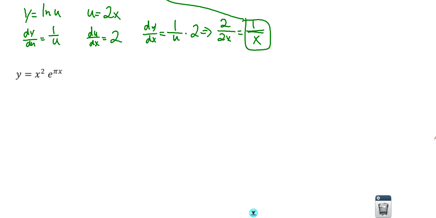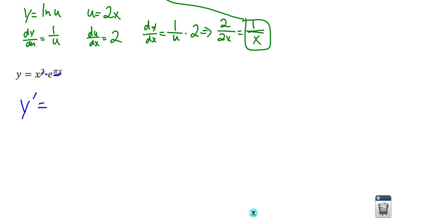And then our last problem, okay? Again, we're taking the derivative. So we notice we have x squared times e to the pi x. So again, this is not just e to the x. There is something plugged in here. It's not just x, so I have chain rule. But our main idea is still product rule. So that's where I'm starting.